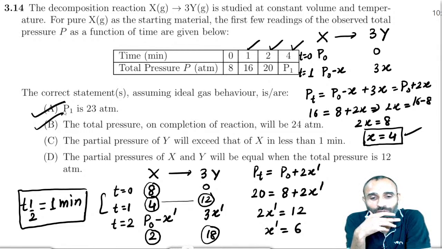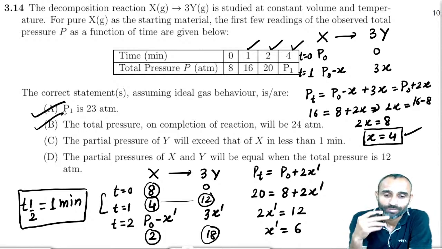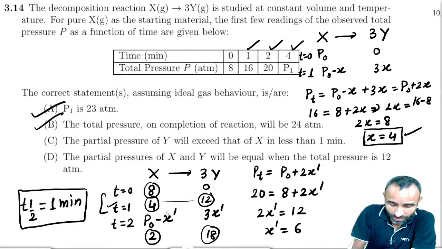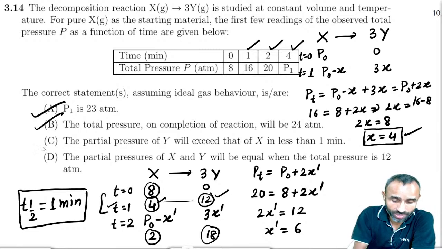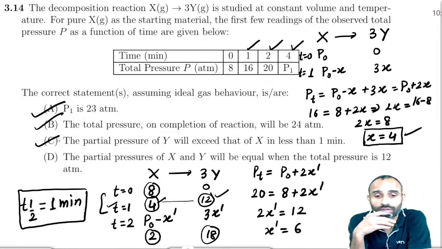Okay, third option, is it correct? Partial pressure of Y will exceed that of X in less than 1 minute. See, even after 1 minute, the X becomes 4 and Y becomes 12. Obviously, partial pressure of Y exceeds that of X in 1 minute. Right?